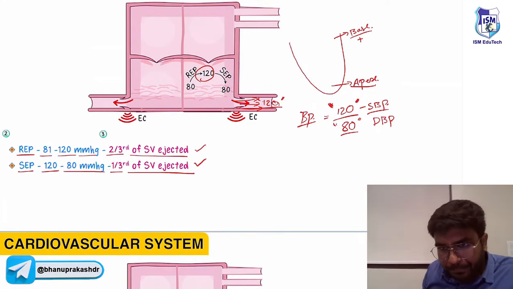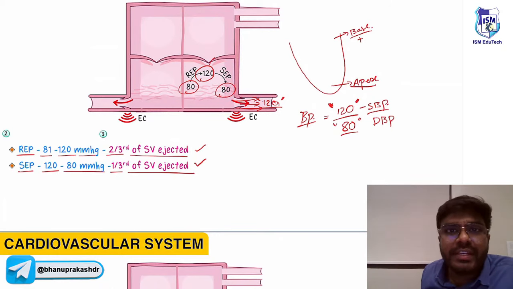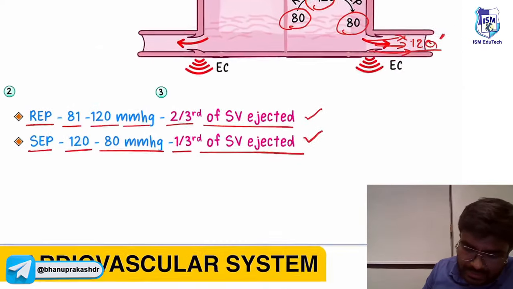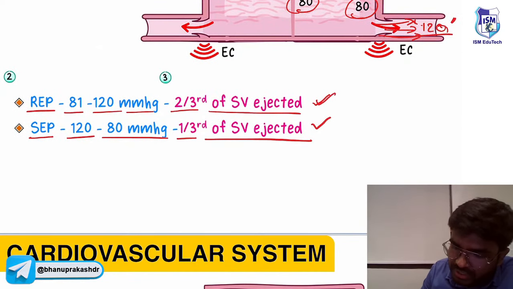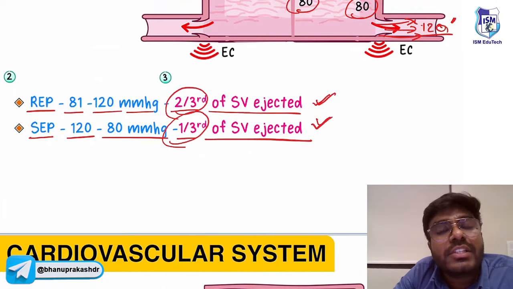So, what exactly is happening? The pressure is increasing from 80 to 120. From 120, the pressure is again coming back to 80. So there are two phases, the rapid ejection phase and the slow ejection phase. During the rapid ejection phase, 2/3 of the stroke volume is ejected, and during the slow ejection phase, 1/3 of the stroke volume is ejected. Now my question to you, what exactly is the stroke volume?